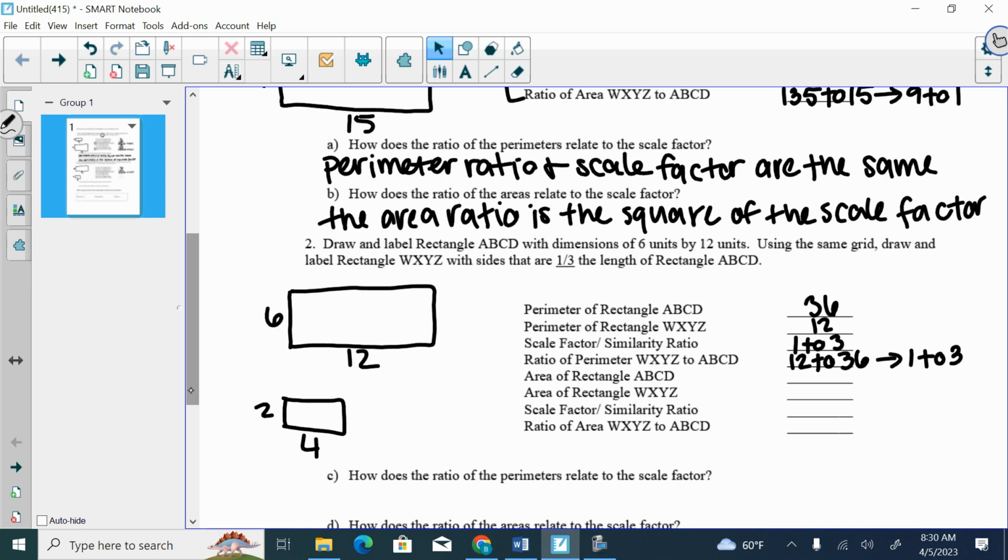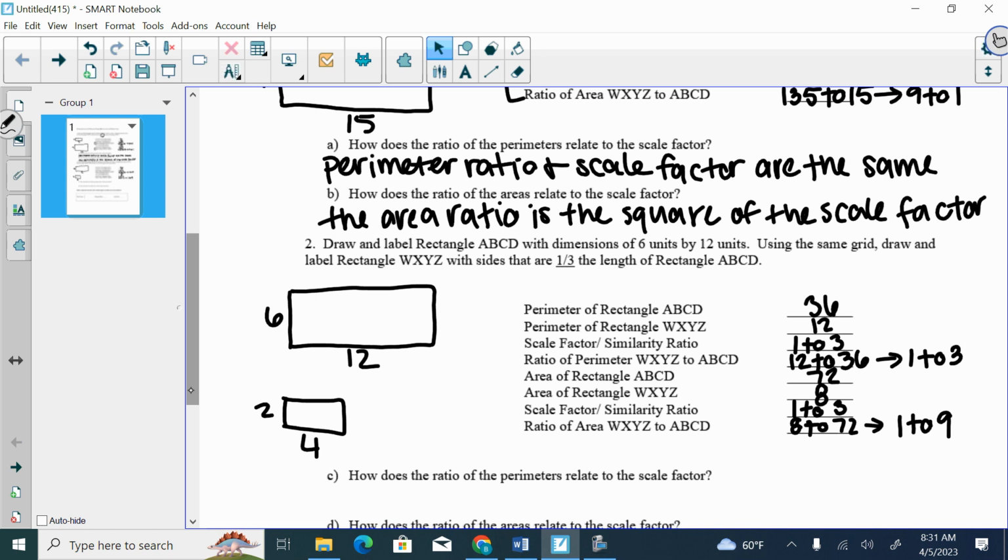All right, so now let's talk areas. For the larger one, ABCD, what was the area? Very good. And for the smaller one, what's our area? Good. All right, so again, they asked for the scale factor. Did the scale factor change any? No, still 1 to 3. Okay, but for my area, small area to big area would be 8 to 72. Can I simplify 8 to 72? 1 to 9.